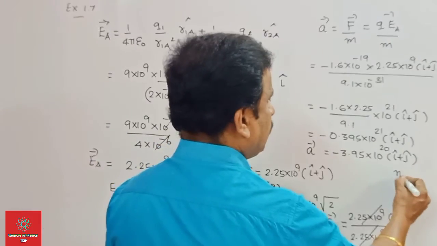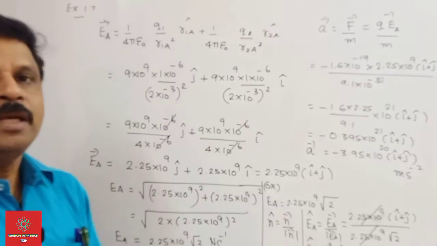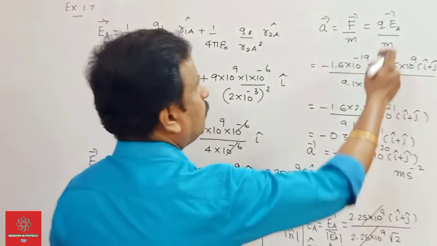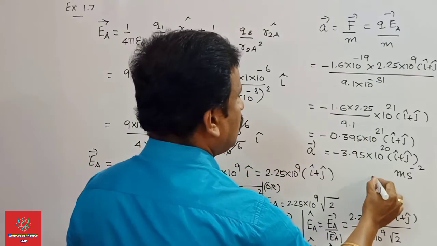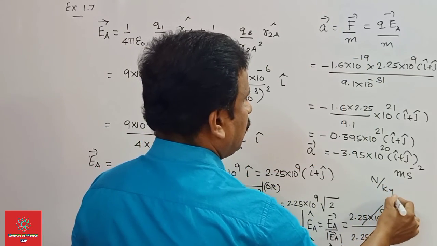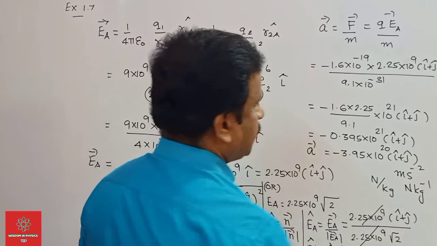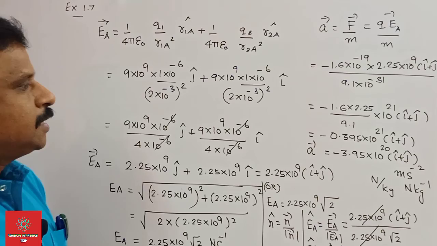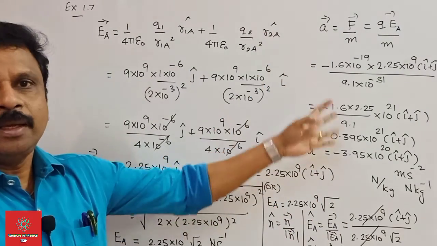So the unit is meter per second square, right? Okay, meter per second square is the answer, or you can say Newton per kilogram, right? Because this is force, this is mass, you can write it as Newton per kilogram, or you can say Newton kilogram to the power of minus 1. Okay, so this is the acceleration of the electron, which is kept at point A in the configuration.